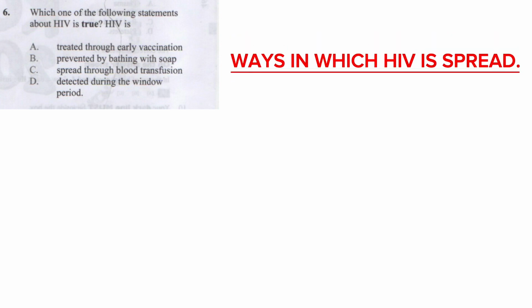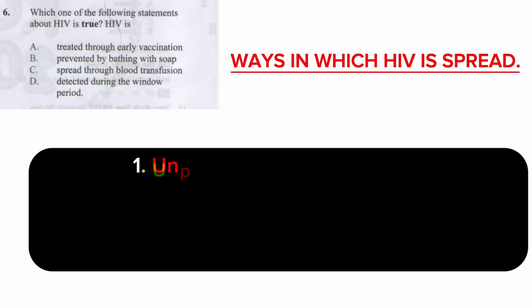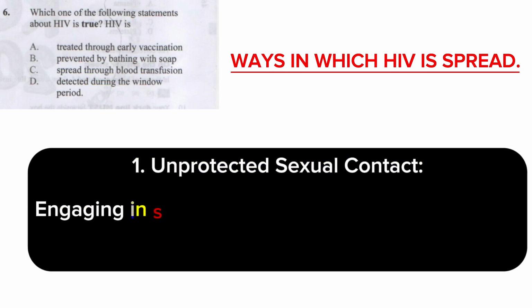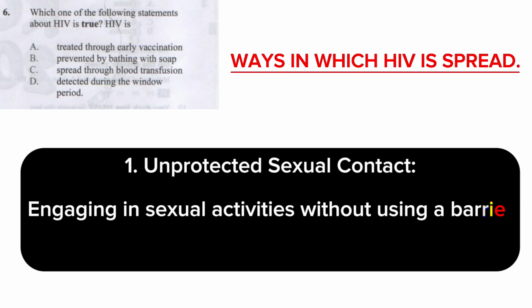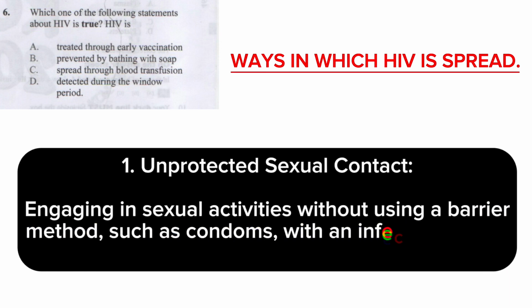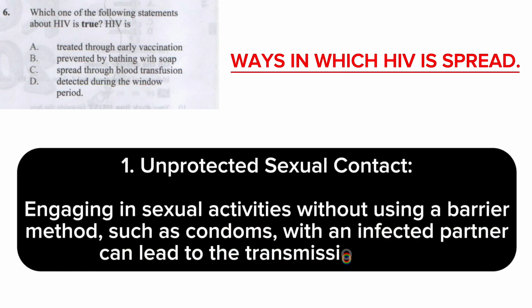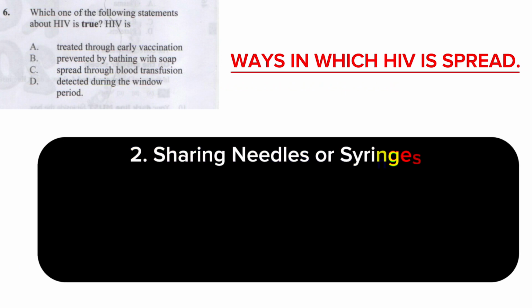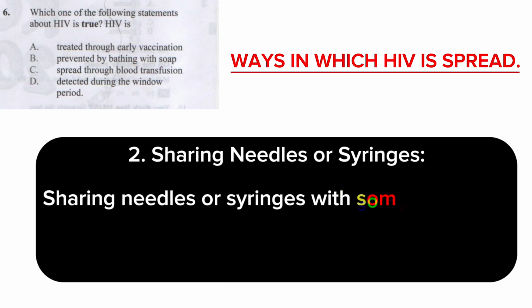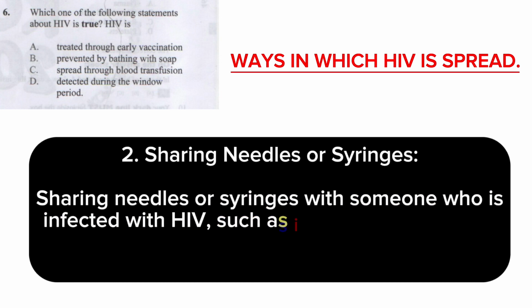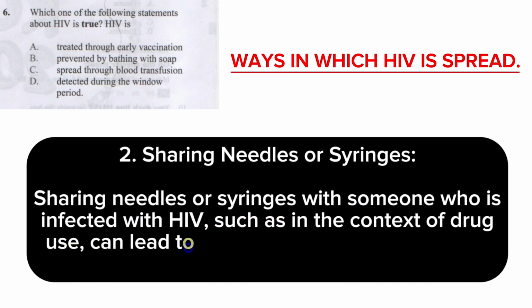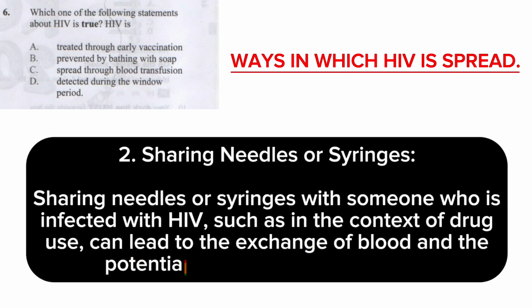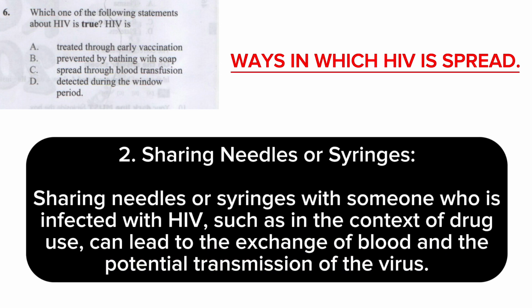Choice C, HIV is spread through blood transfusion. So here are the ways in which HIV is spread. The first one is unprotected sexual contact. Engaging in sexual activities without using a barrier method, such as condoms, with an infected partner can lead to the transmission of HIV. The next one is sharing needles or syringes. Sharing needles or syringes with someone who is infected with HIV, such as in the context of drug use, can lead to the exchange of blood and the potential transmission of the virus.